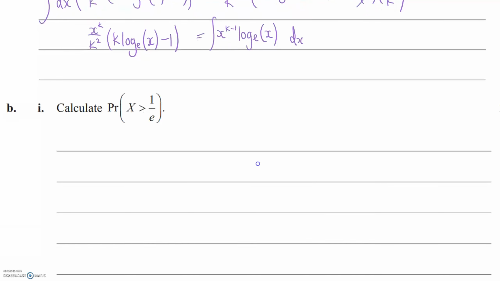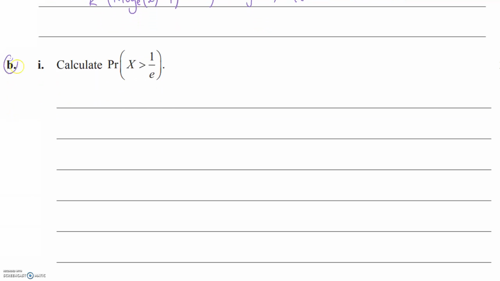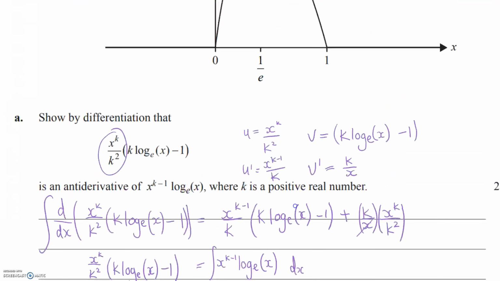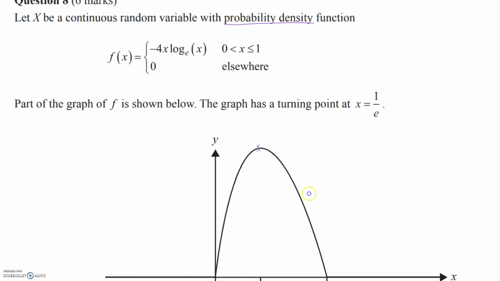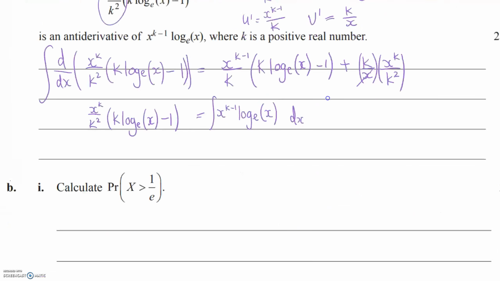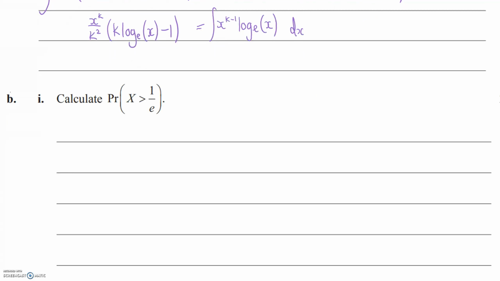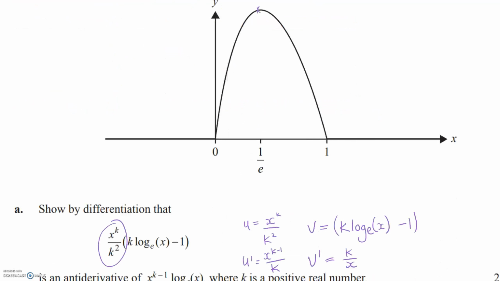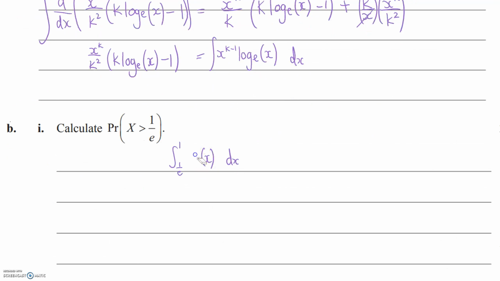Now, this next question, believe it or not, being a part B, it's going to try and lead on from part A. Now, this might have felt fairly unconnected so far, but this function here is going to come into play with this. So my probability that x is greater than 1 on e is actually the integral between 1 on e and 1 of my function of x. Now my function, in this case, is obviously this thing that I've just pointed at, this negative 4x log e x.